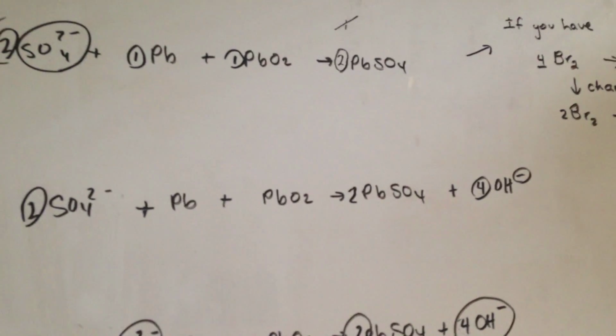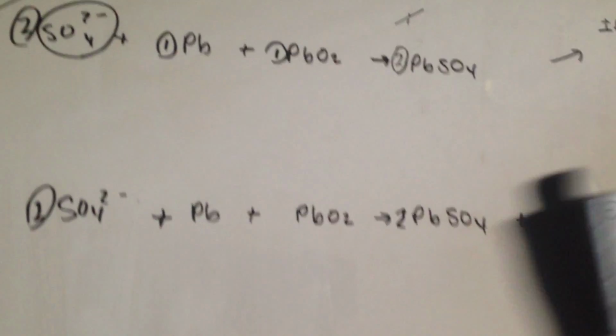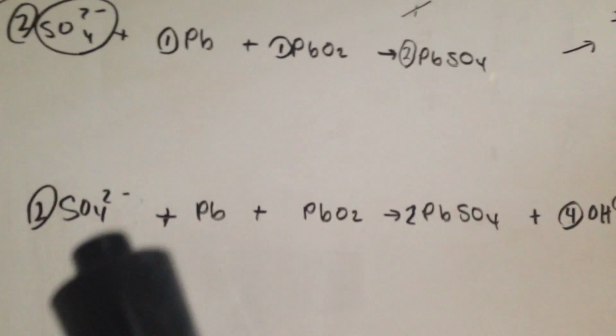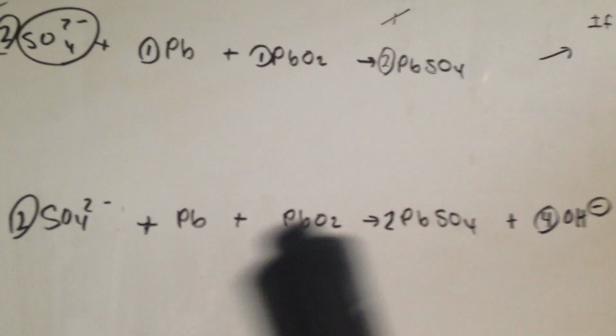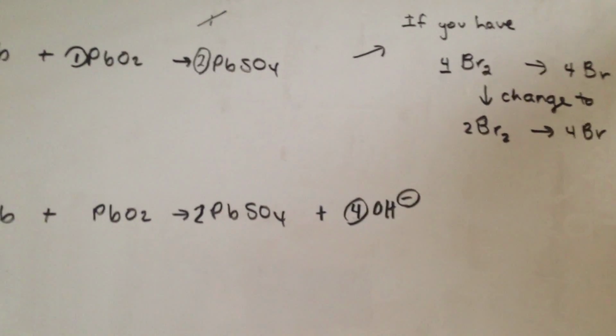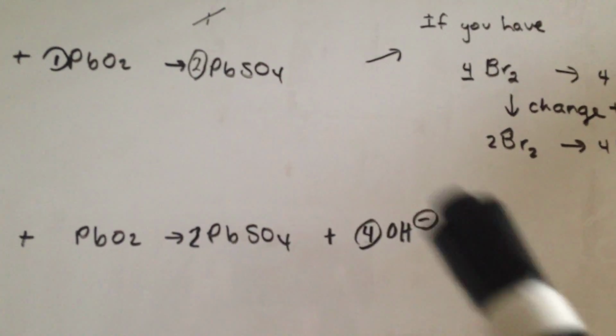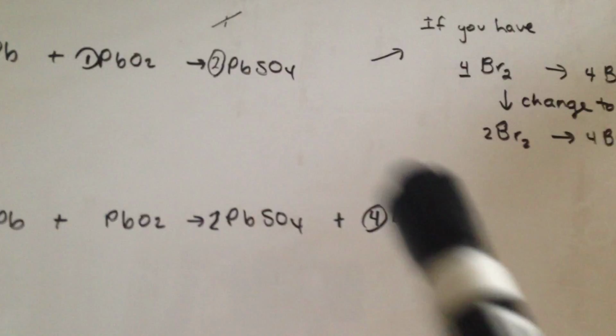Okay, so under basic conditions, we have to balance the charges using hydroxide. So on this side, we have -2 times 2 is -4. So we have a total charge on the left side of -4. So that means we have to balance the other part using 4 negative charges. So we're going to do 4 OH negative, okay?